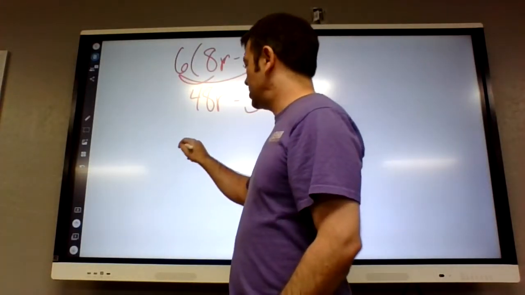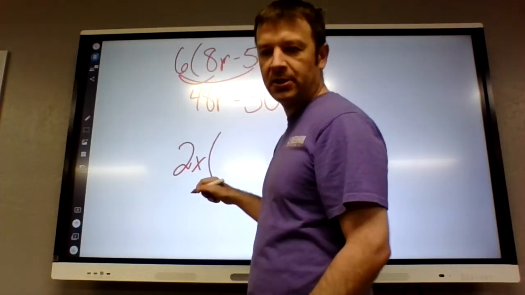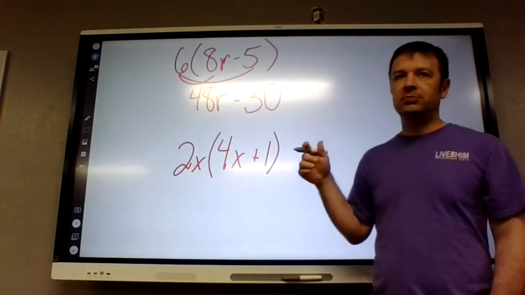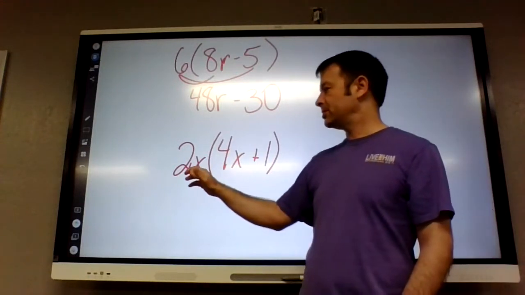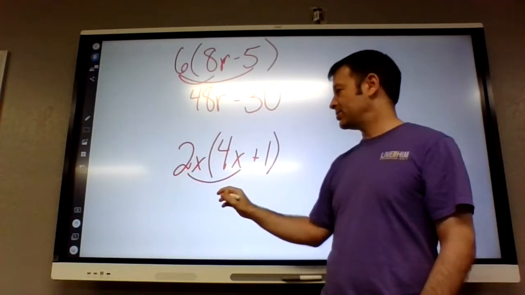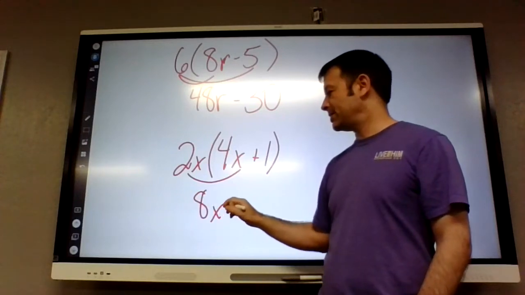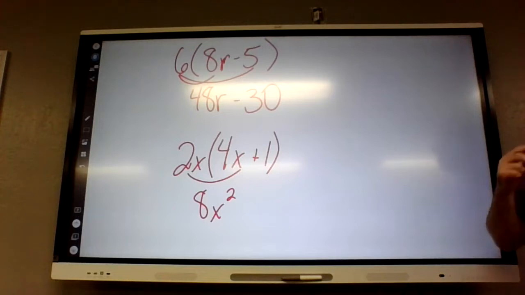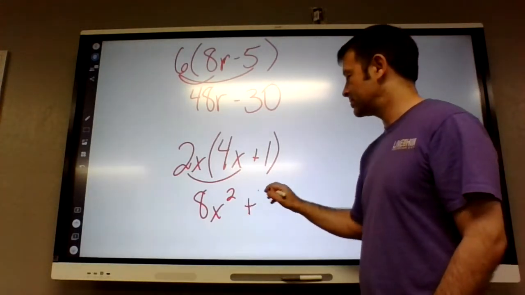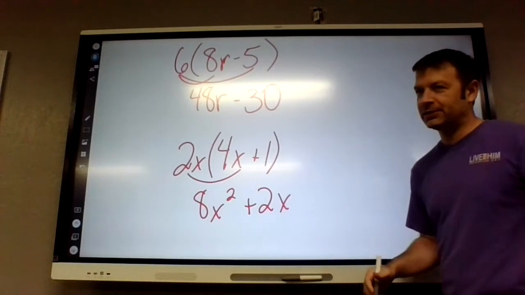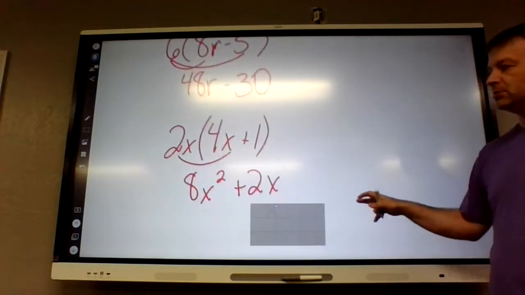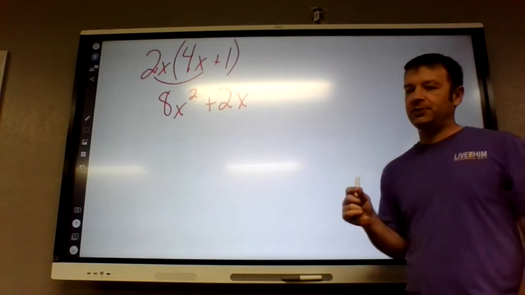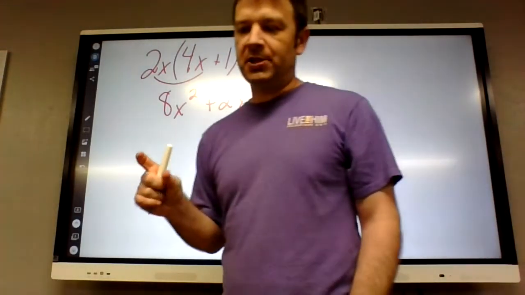Number 3. 2x times 4x plus 1. What's 2x times 4x? You guys remember? 8x squared. Anytime you do x times x, that makes an x squared. Plus, what's 2x times 1? 2x. Does that simplify anymore? No. You can only add like terms. None of these first 10 will simplify.